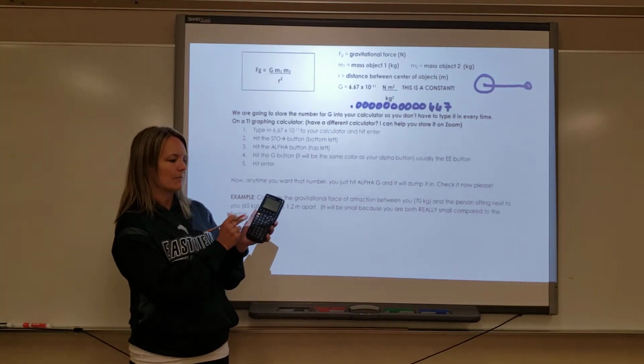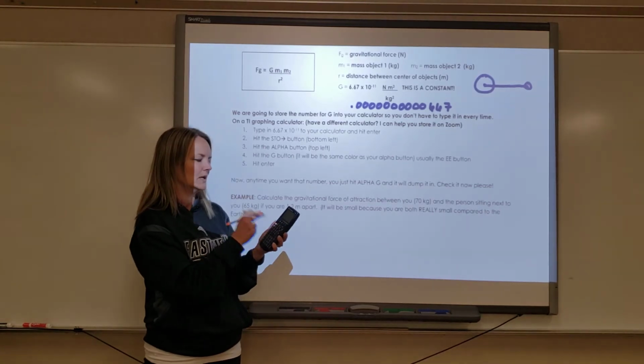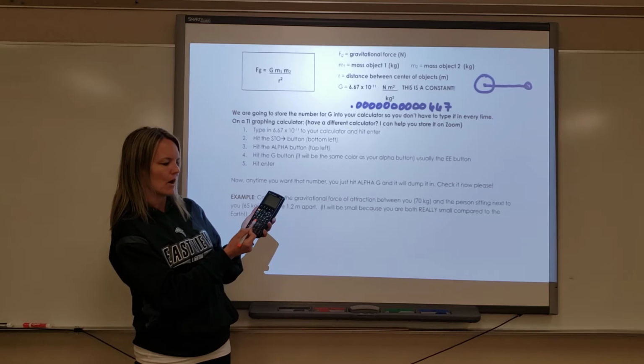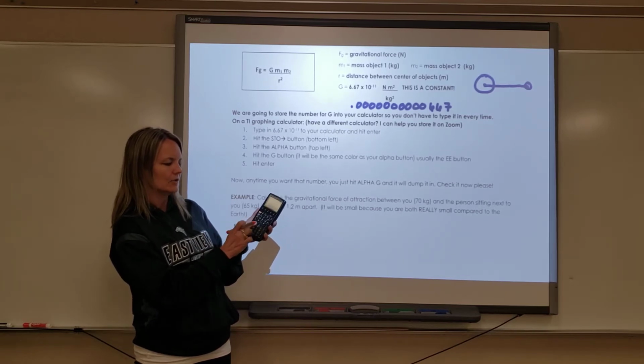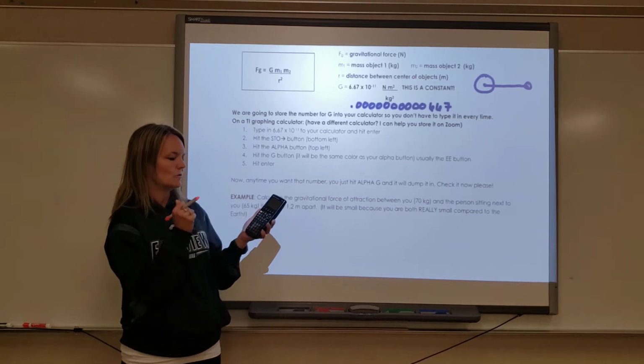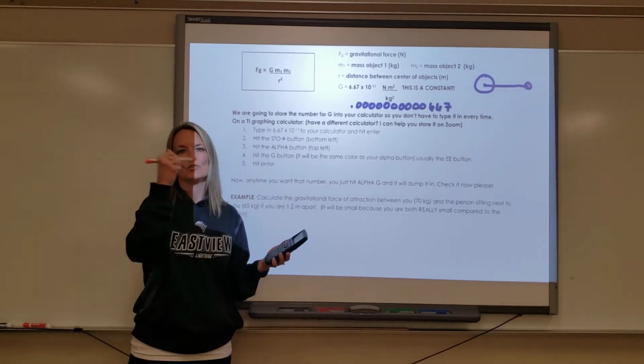Then up on the top left, you hit the alpha button. It's usually a different color, like blue or green. And then we want to look through the alphabet with the same color as the alpha button until you find G. For me, it's above the EE button. You do that, and then the last thing is you hit enter. That is now stored in your calculator.